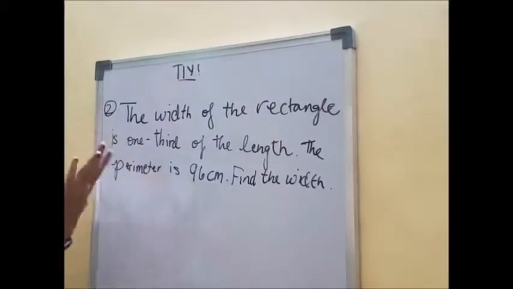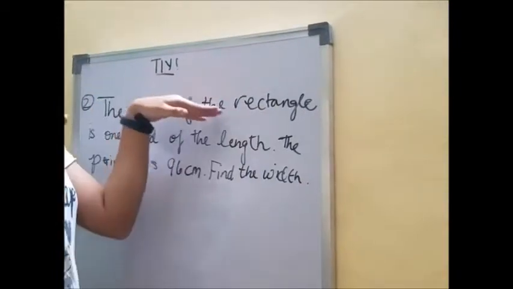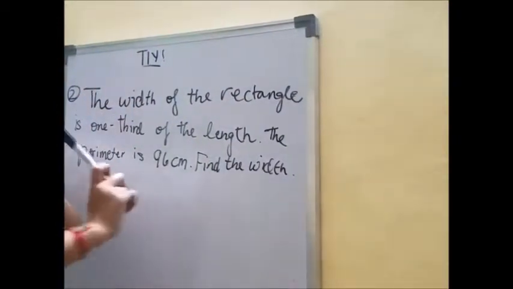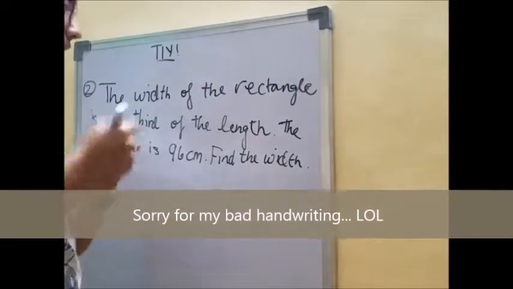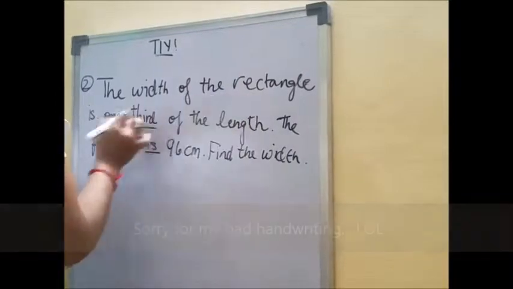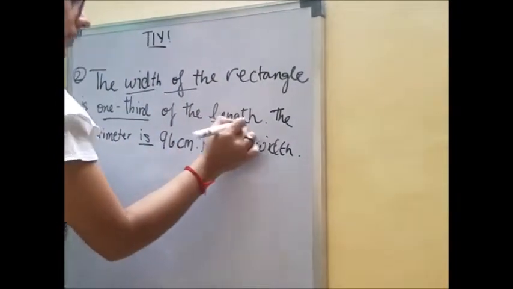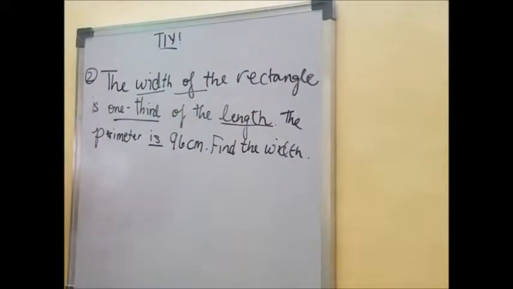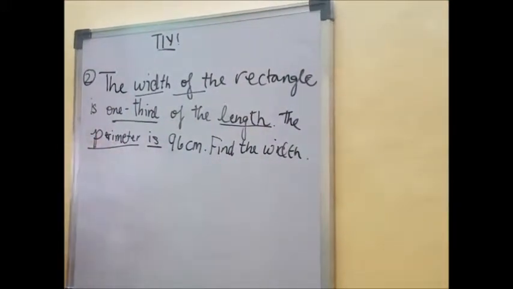So this is the second question of your TIY. The width of the rectangle is 1/3 of the length. The perimeter is 96 centimeters. Find the width. The key terms over here are is, 1/3, of, width and length, and perimeter.